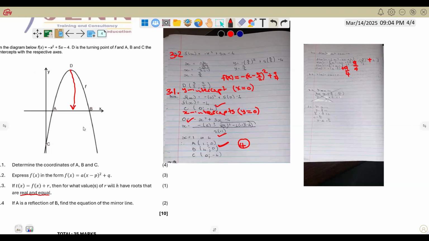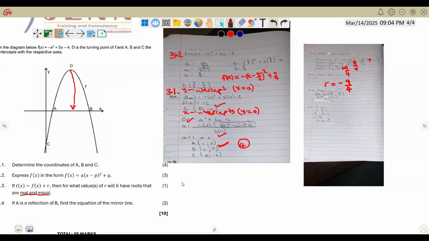We're going to move it 5 over 2 units down. Is it 5 over 2? Take note, no, 9 over 4. It simply means we are going to move 9 over 4 units down. So in other words, your r there is equal to negative 9 over 4. Is that clear?